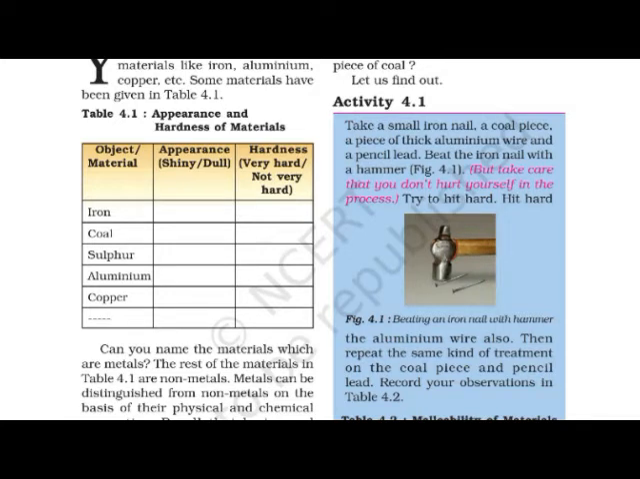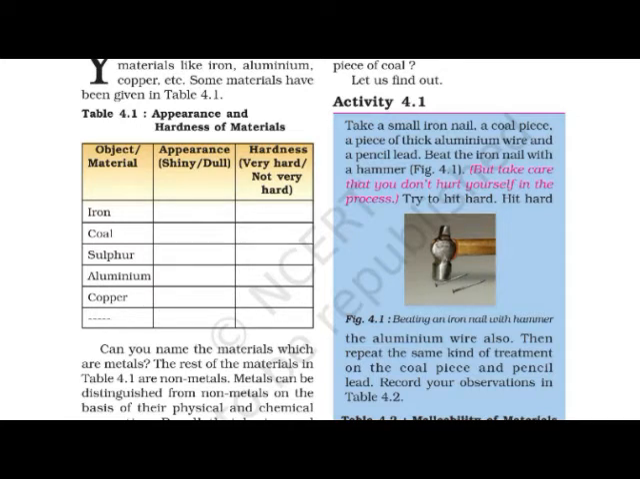Actually, this we have to do as homework. I'll just give an example. Iron, appearance is a little bit shiny, hardness very hard. Coal, we can say it is dull, and we can say it is not very hard, or softer. Just now I told how to complete the table. In this way you have to complete it for sulfur, aluminium and copper, and also you can extend the list of objects or materials.